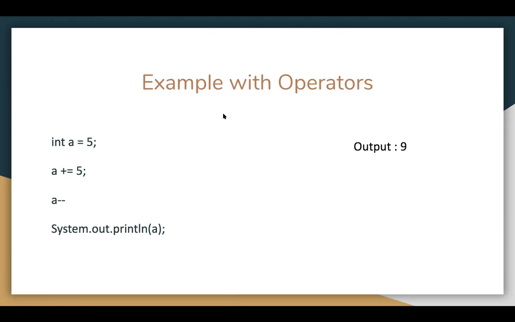Okay, that lagged for a bit. Okay, example with operators. If we created an integer a equals 5, and we did a plus equals 5, and then, there's a missing semicolon, there's supposed to be a semicolon here, and then a minus minus. If we print it out, we're going to get 9. So why, you might ask? A plus equals 5, so 5 plus 5 equals 10. Then we did an a minus minus here, so again, remember that minus is 1. That's why we get 9, since 10 minus 1 is 9.